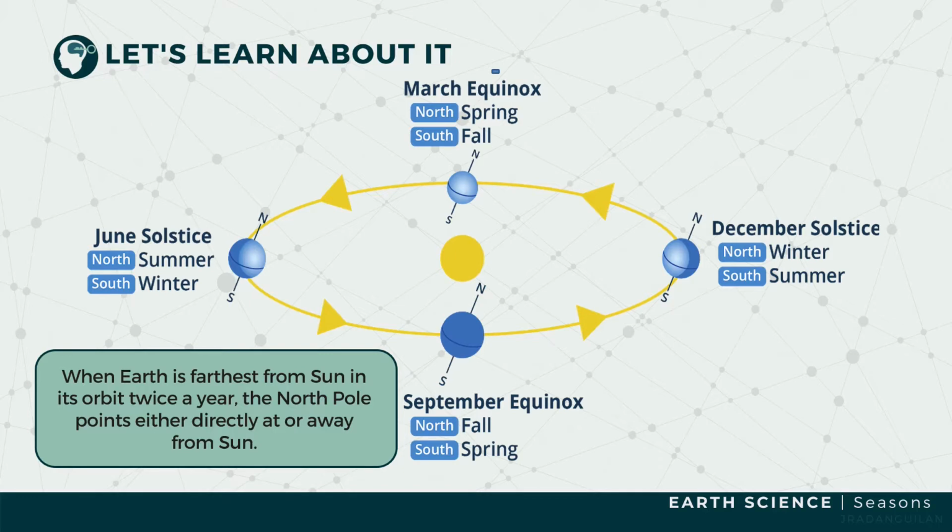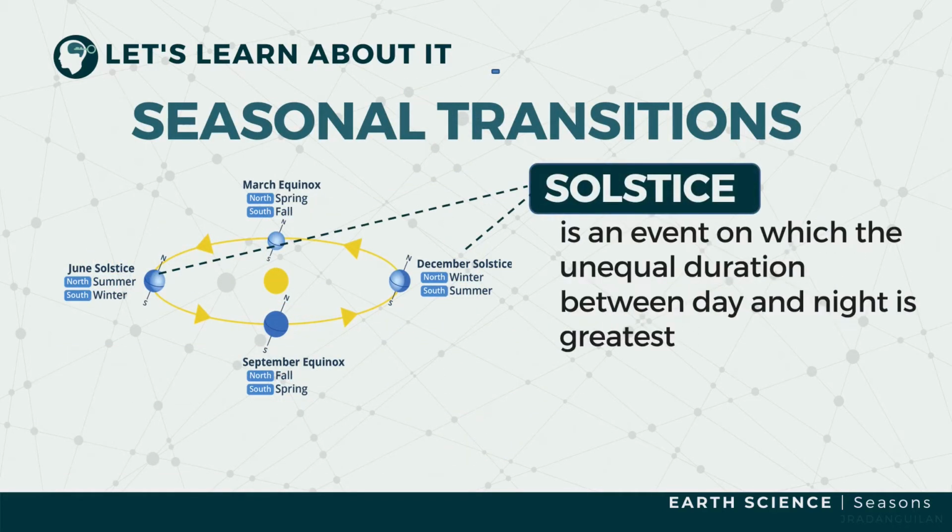The hemisphere nearer the Sun experiences longer days and shorter nights. During this time, the Sun reaches its highest noon altitude and starts reversing its movement towards lower altitudes. This event is known as the solstice. The word solstice comes from a Latin word meaning sun stands still. Solstice is the event on which the unequal duration between day and night is greatest.